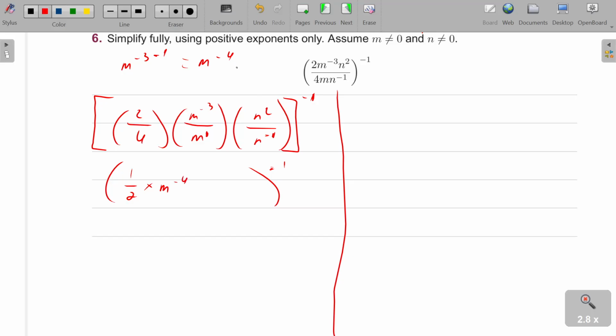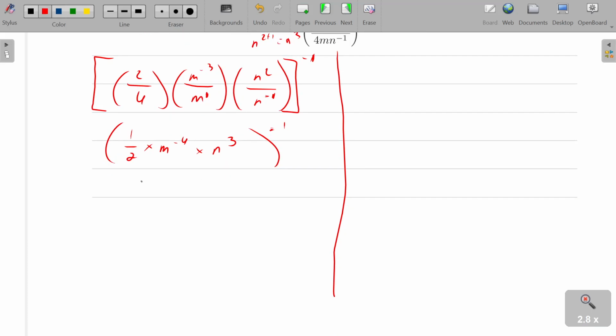And then this is n to the power of 2 minus -1. A negative and a negative becomes a positive, so that gives n to the power of 2 plus 1, which is n to the power of 3. So I'll multiply by n to the power of 3. Because I like to keep things neat, first I'll just write them out as they present themselves, because I need to combine them later.